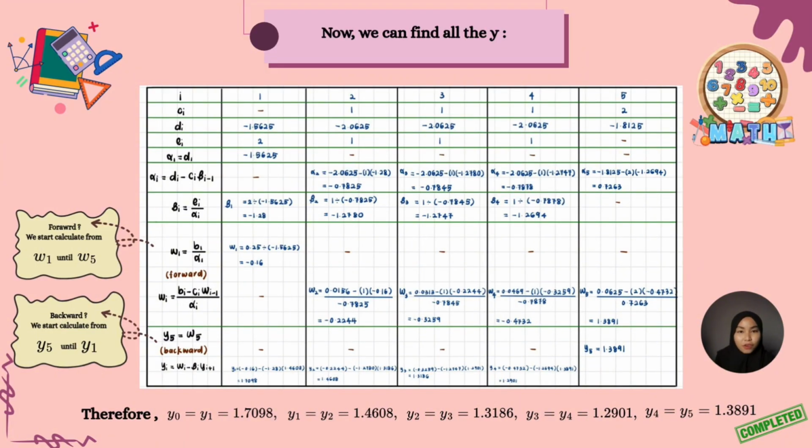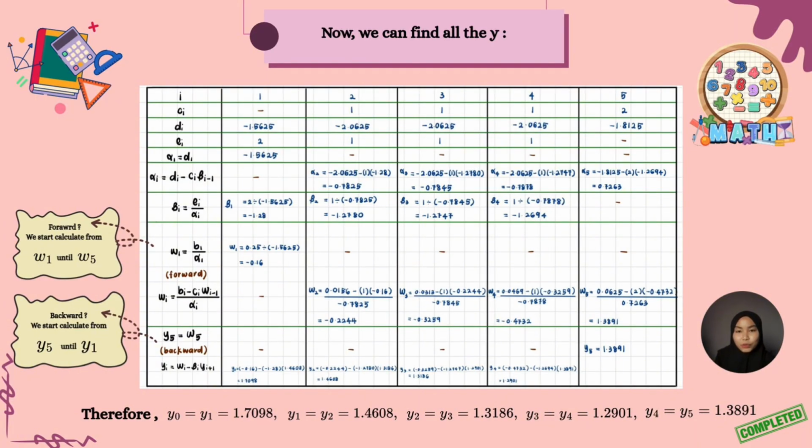Because this is the end of the forward step, our final unknown y5 is exactly equal to w5. So we already have found our first answer, y5 equal to 1.3891. So now we have successfully completed the forward step and we found y5. So we can move on to the second phase, which is backward substitution. In this step, we work backward from i equal to 4 down to i equal to 1 using the formula y_i equal to w_i minus beta_i times y_{i+1}. So let's plug the number we just calculated to find y4.